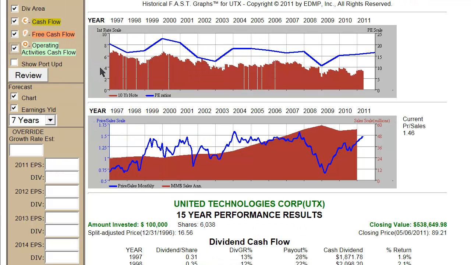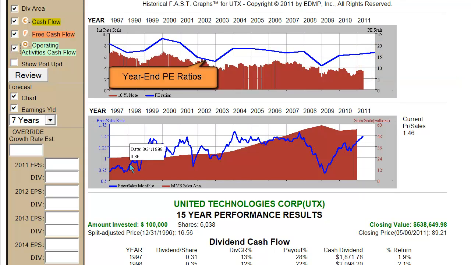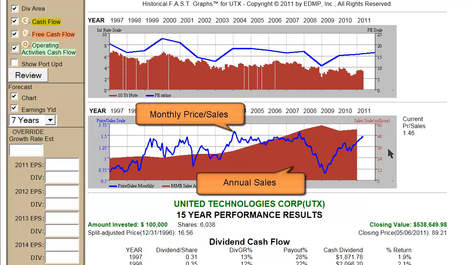Other historical F.A.S.T graphs include a historical interest rate graph and a plotting of year-end P/E ratios for each year graphed. Another important fundamental measurement automatically provided by F.A.S.T Graphs is the annual sales and monthly price to sales graphic.